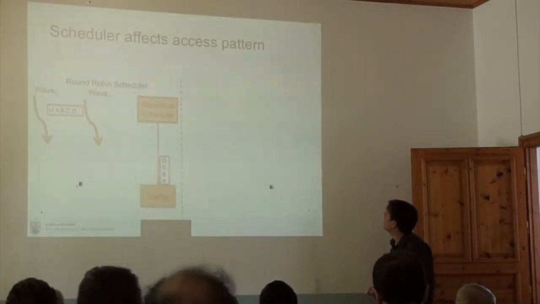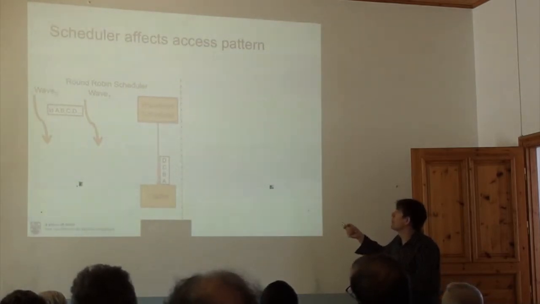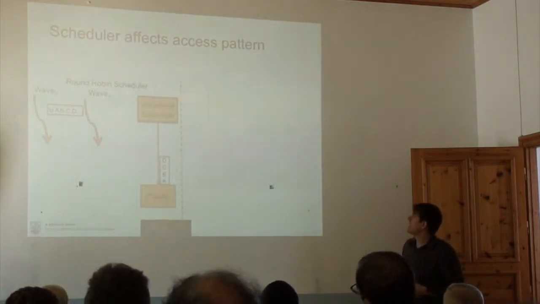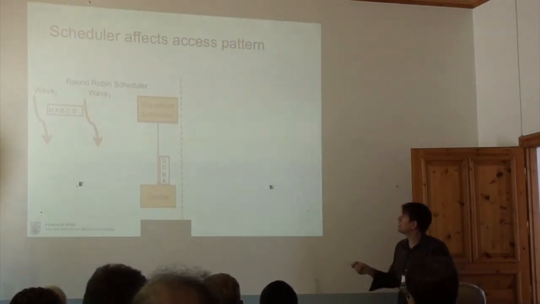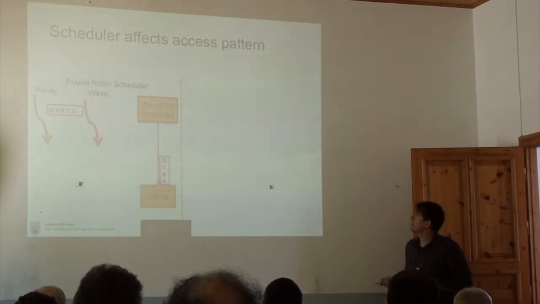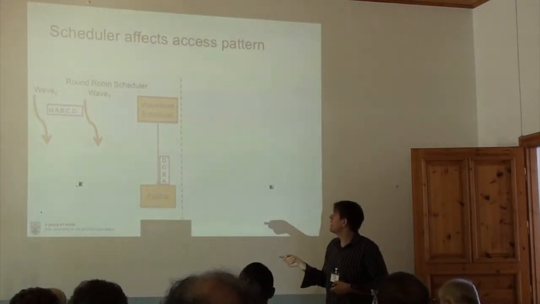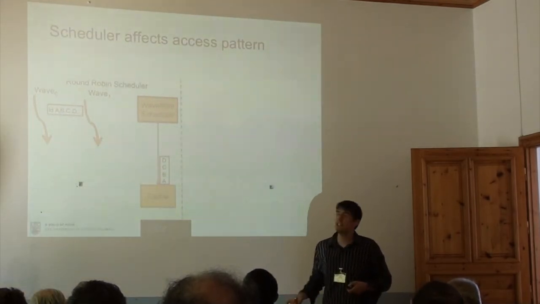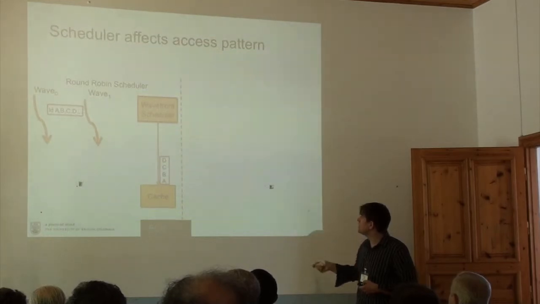Okay, so what we discovered was that the scheduler here affects the access stream seen by the cache. And so, how can we use that to improve the locality of the cache? We started off looking at a round robin scheduler here. Wavefront 0 is executing, and it does a load, and accesses 4 data items, A, B, C, D, because it's a vector. So it brings in A, B, C, D into your cache.